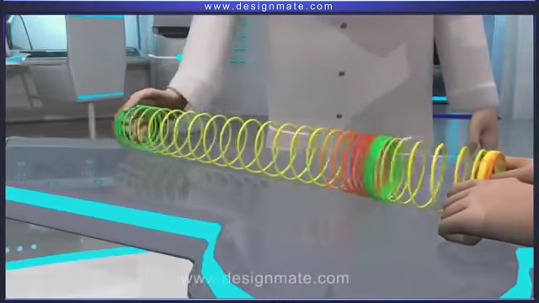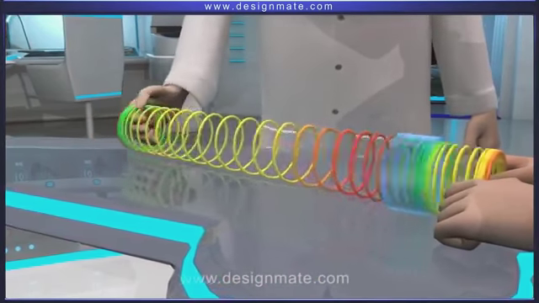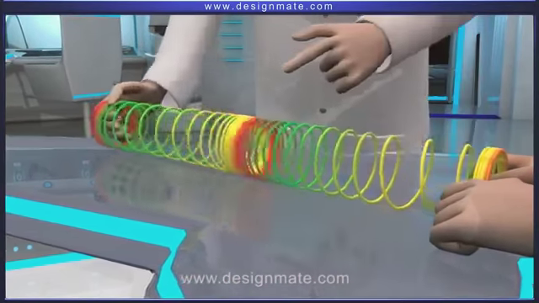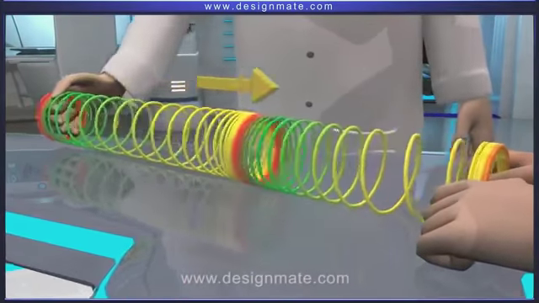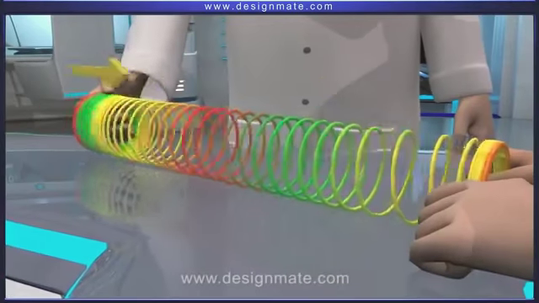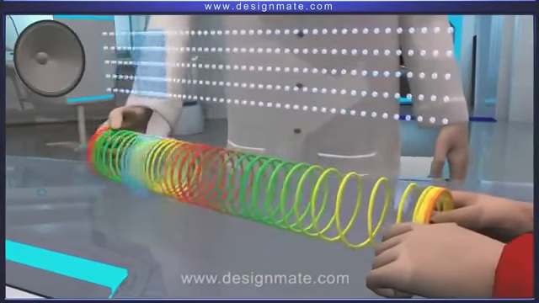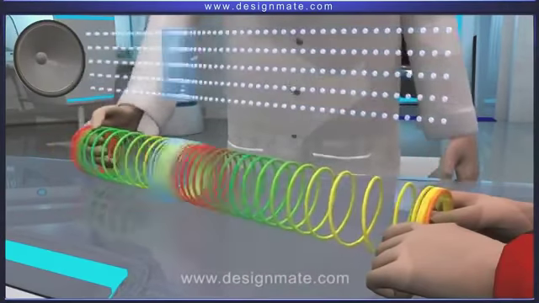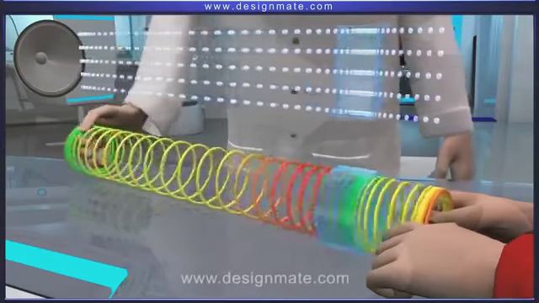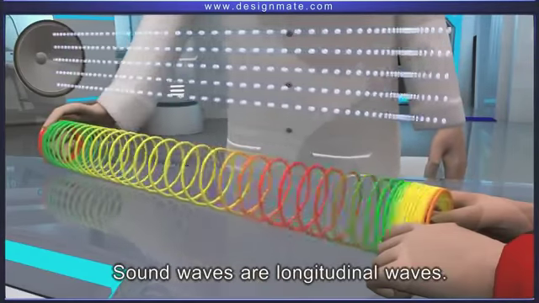Watch closely, and you will notice that some of the coils crowd close together and then slowly move farther apart. This is because the vibrations are parallel to the direction of the wave. If the wave moves from right to left, then the particles also vibrate from right to left. This is a longitudinal wave. Sound waves are longitudinal waves.